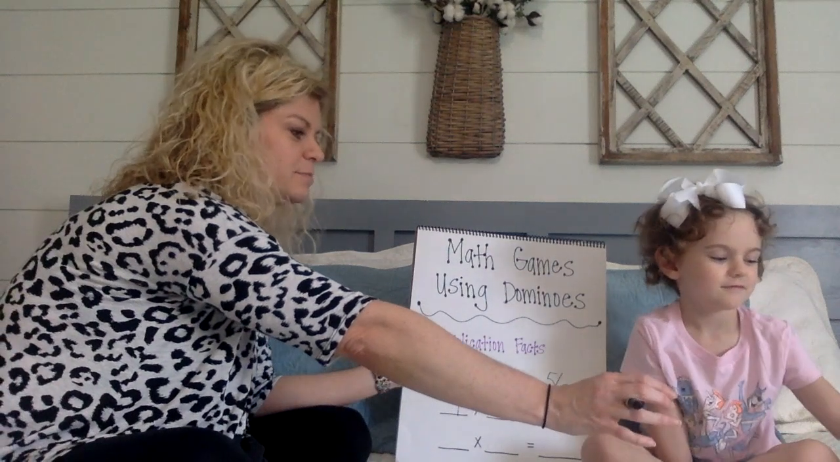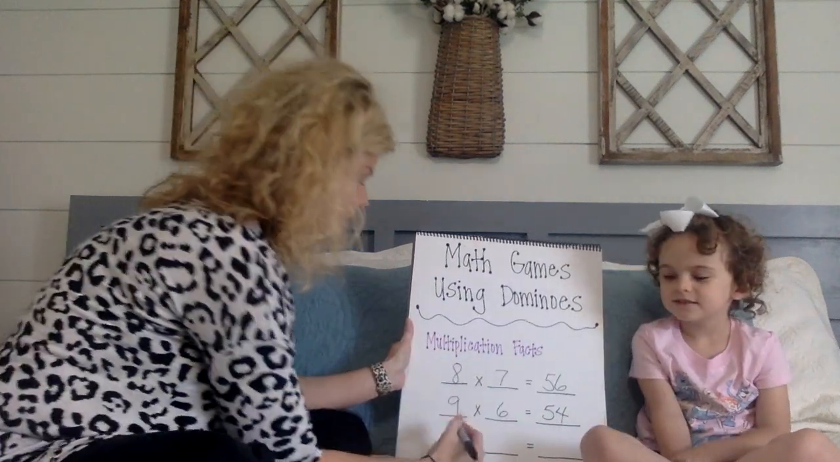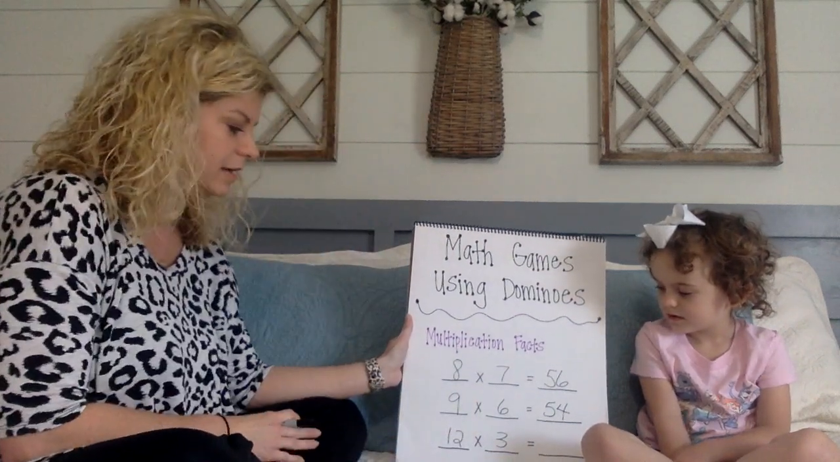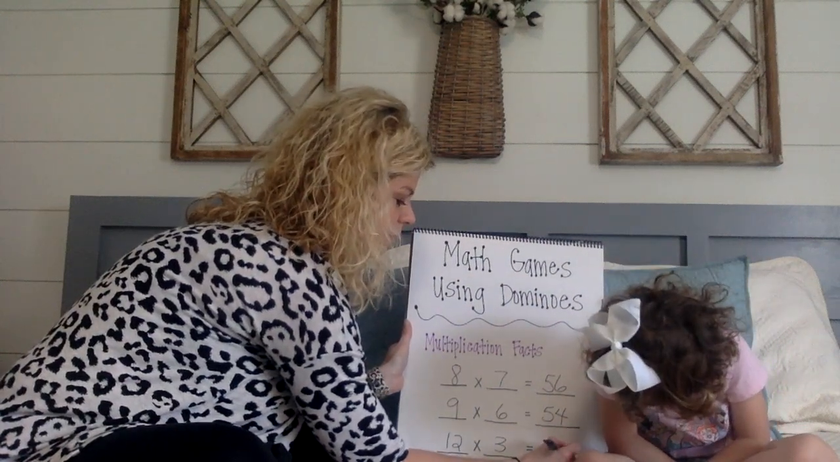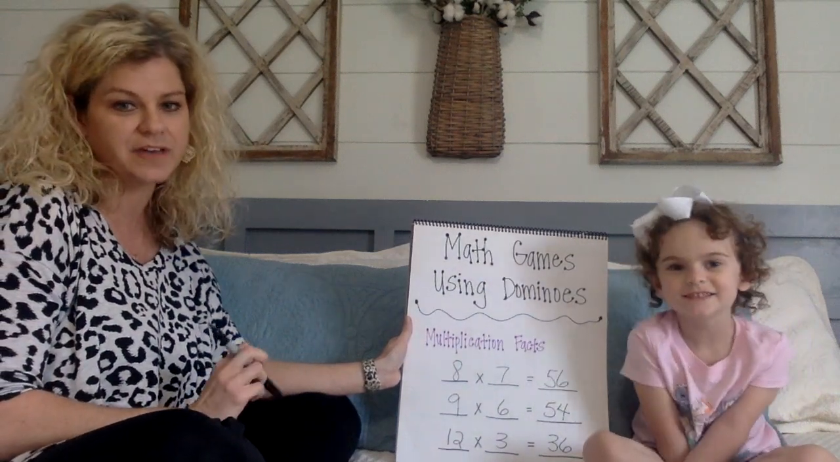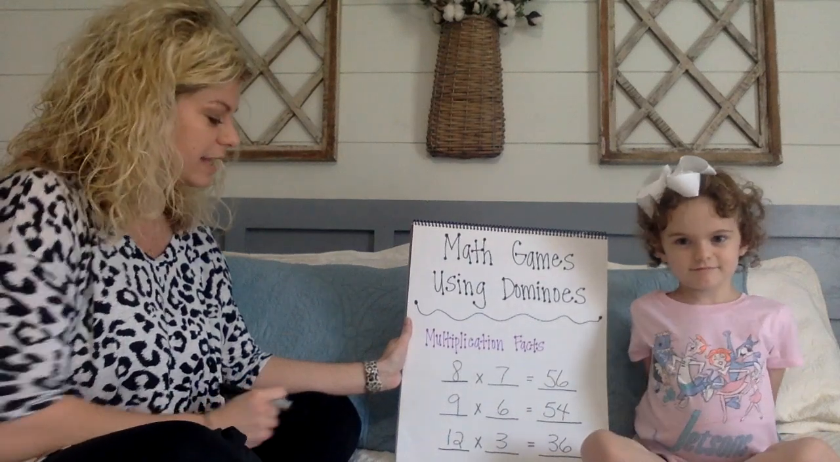The last multiplication fact is 12 times 3. And 12 times 3 is 36. So one game is just practicing your multiplication facts by writing down the two numbers on the dominoes and then multiplying them together.